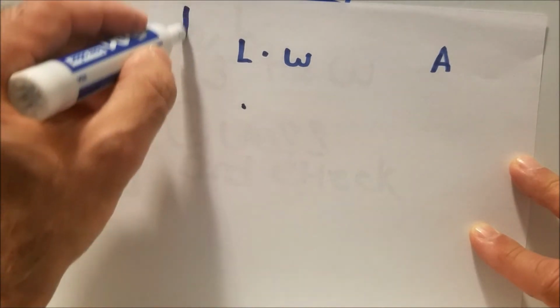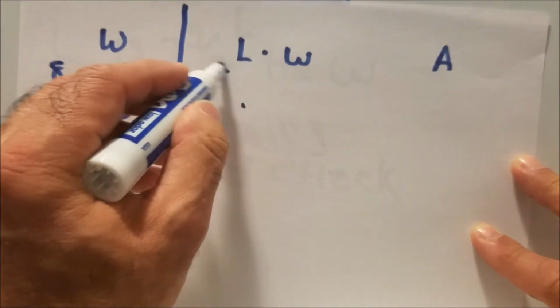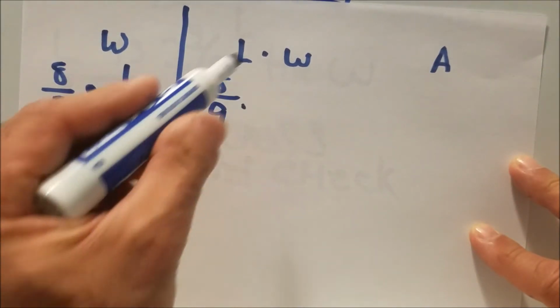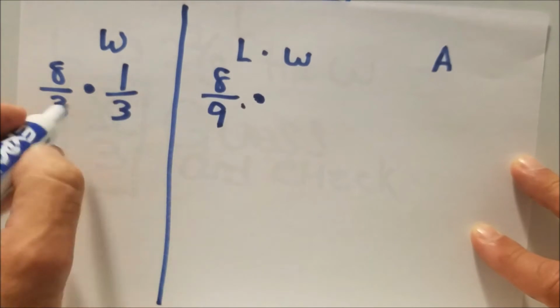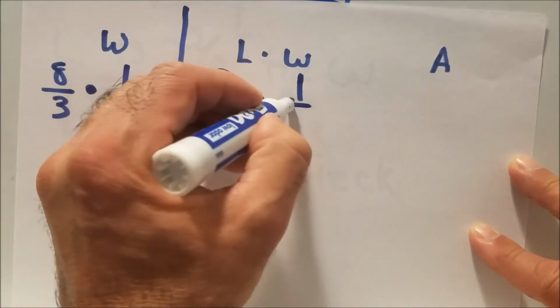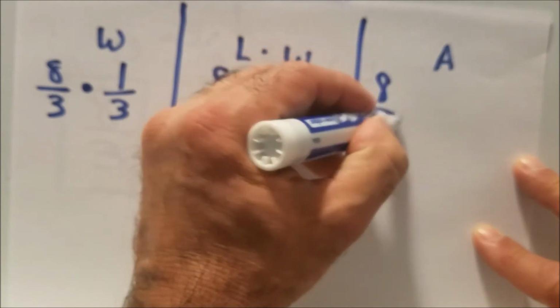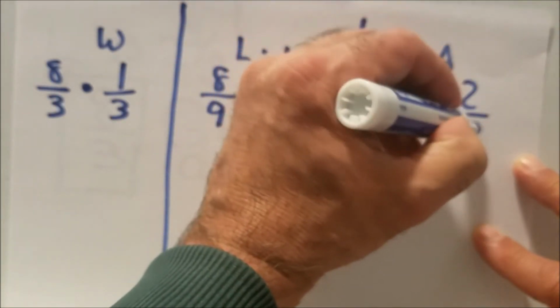That'll give us our length. We'll put a line down here. So that'll be 8/9. 8 9s. 8 times 1 is 8. 3 times 3 is 9. Times it with the width of 1/3. And we'll get 8/27. But we want to get 2/3.